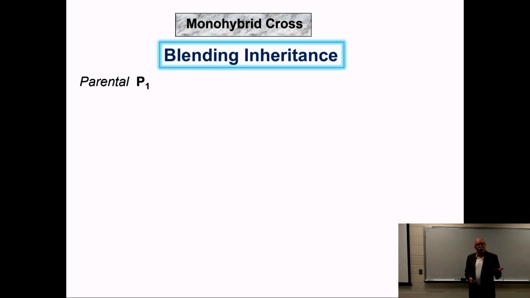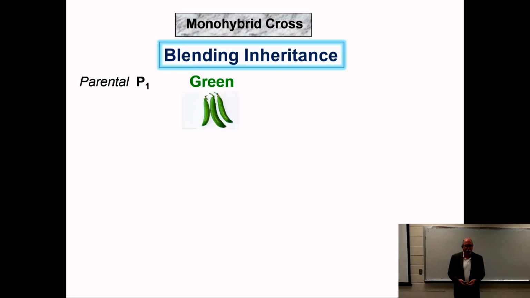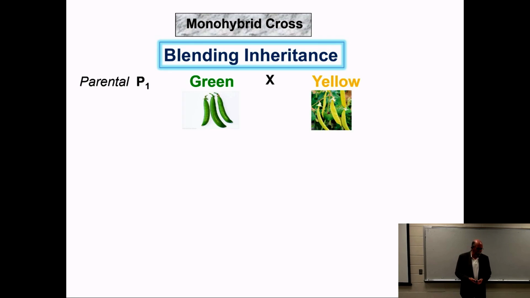We call these the P1 or parental generation. We'll take some green peas and we'll say that, as he did, we'd cross them with maybe some yellow peas. And these were both parents. These were parentals, okay? Now, from these, he bred them together. He hand pollinated, and he ended up producing what's known as a first filial generation. We'll call that the F1.